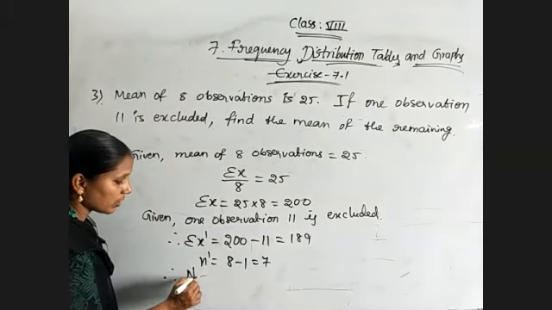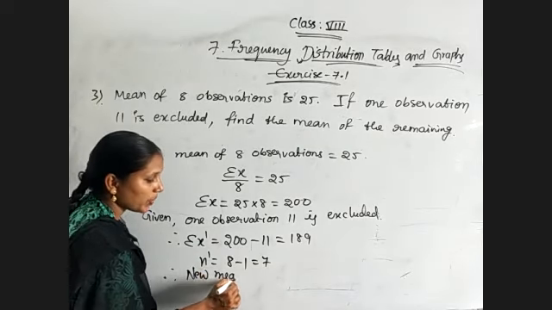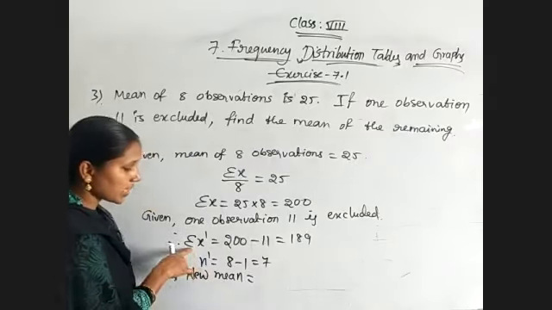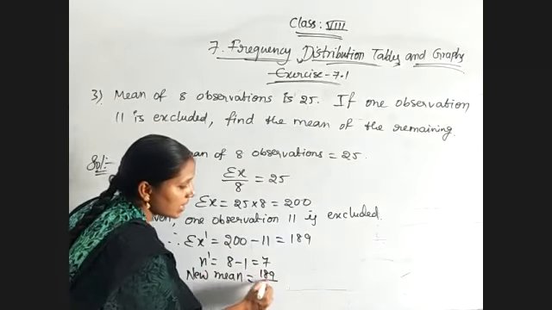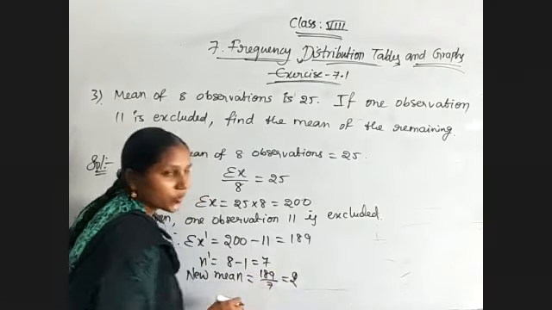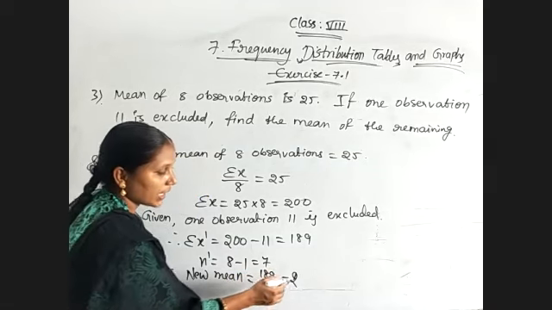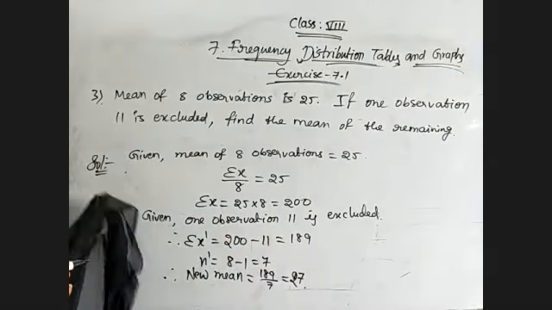Therefore, the new mean, otherwise the mean of the remaining observations, will be equal to the new sum divided by the new number of observations. That is 189 by 7. So what will we get? 7 2s are 14 and 49, 7 7s are 49. 27 is the new mean of the data.